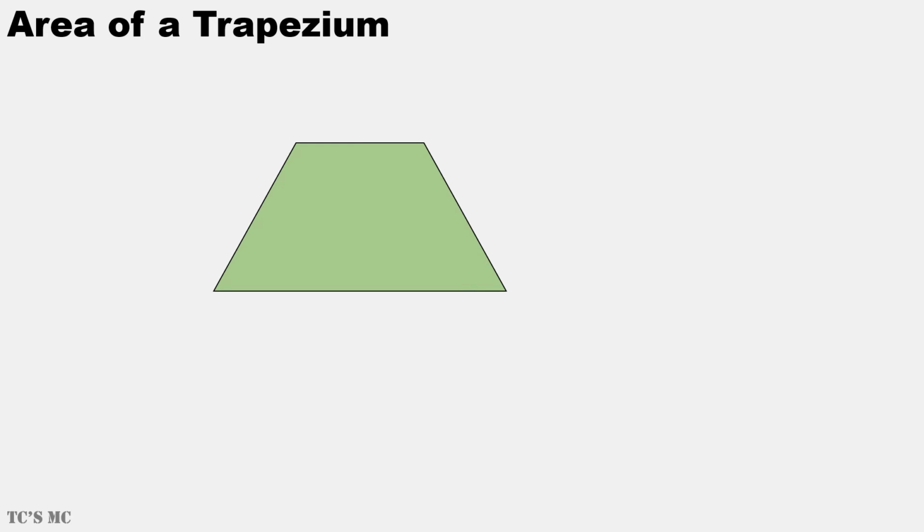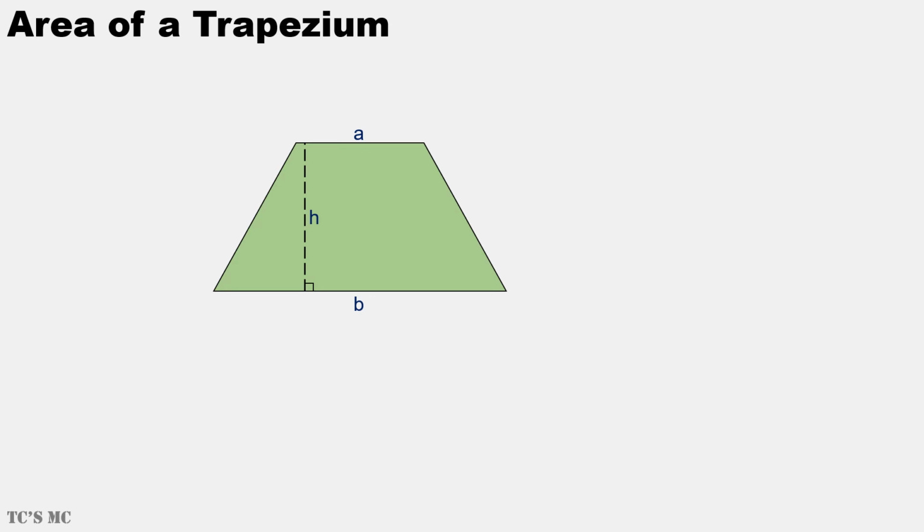Area of a trapezium. A trapezium is a four-sided shape with only one pair of parallel lines. Label the parallel lines A and B. It doesn't matter which way round. Make sure you have the perpendicular height between the parallel lines.